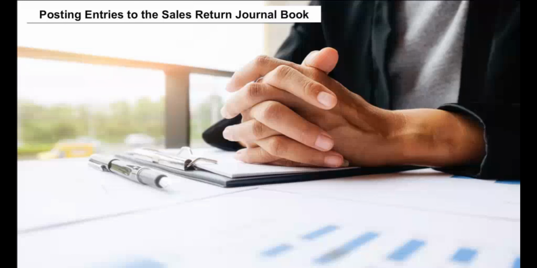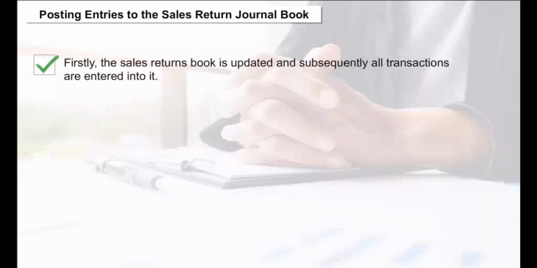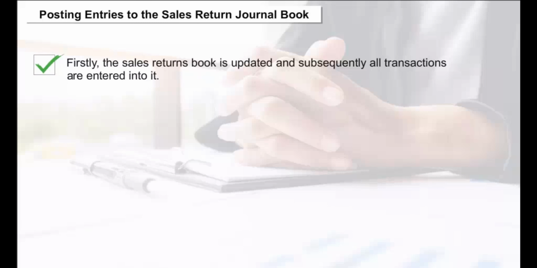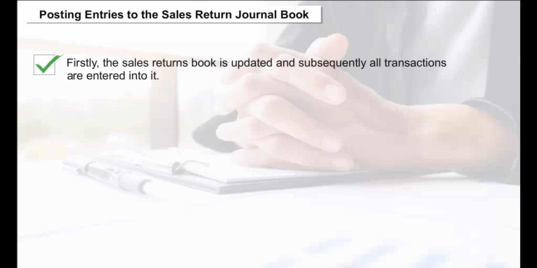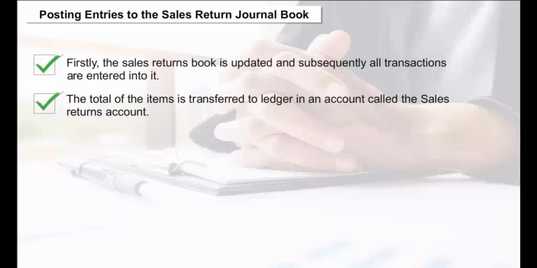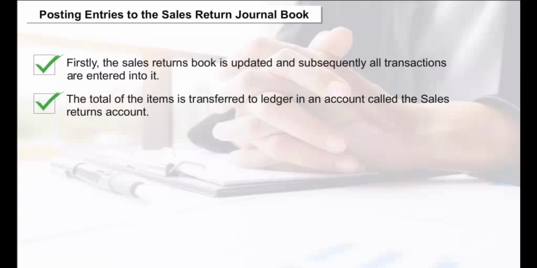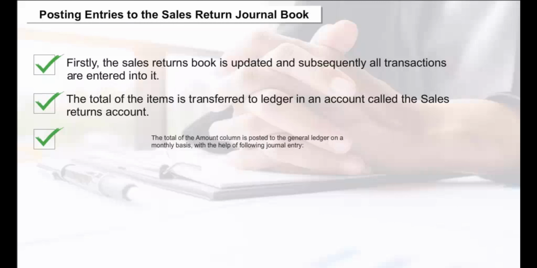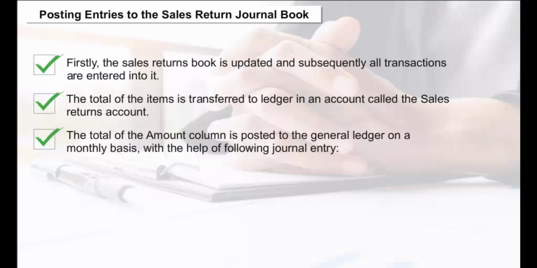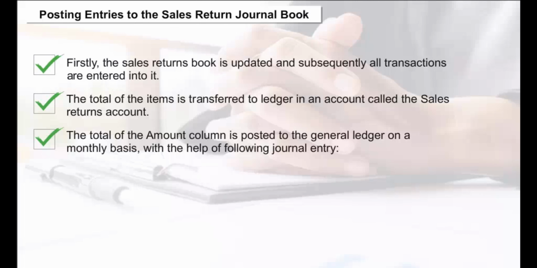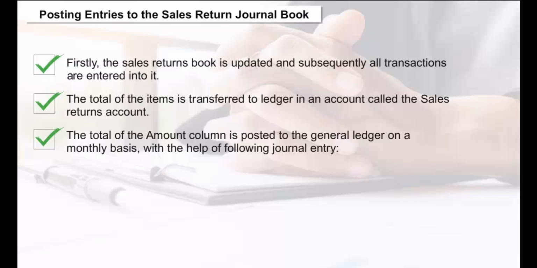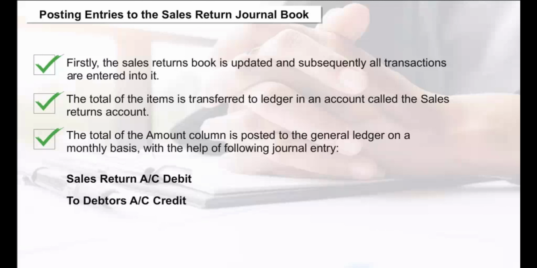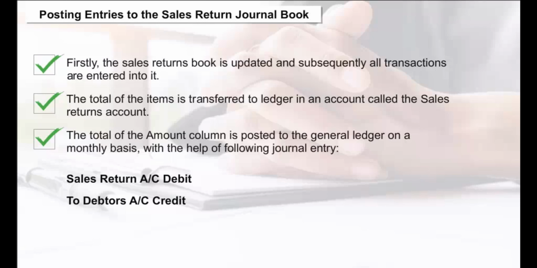Posting entries to the sales return journal book. Firstly, the sales returns book is updated and subsequently all transactions are entered into it. The total of the items is transferred to ledger in an account called the sales returns account. The total of the amount column is posted to the general ledger on a monthly basis with the help of the following journal entry: sales return account debit to debtors account credit.